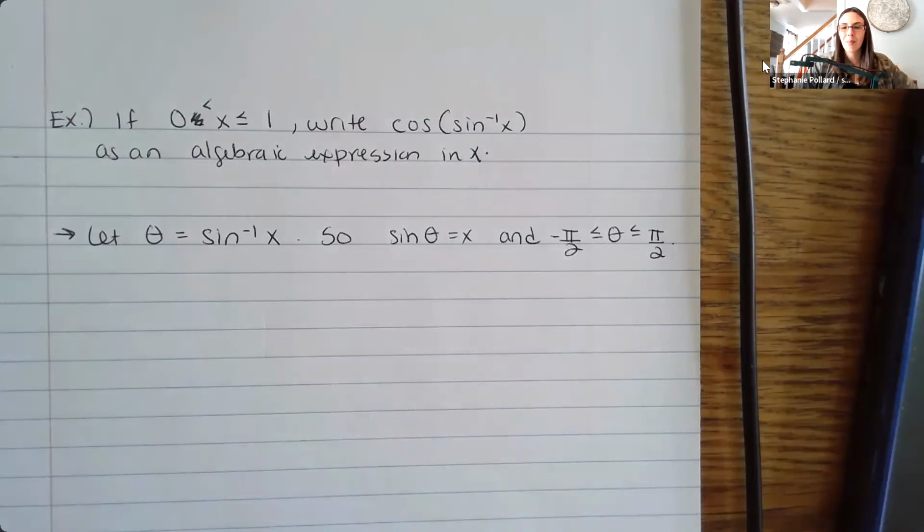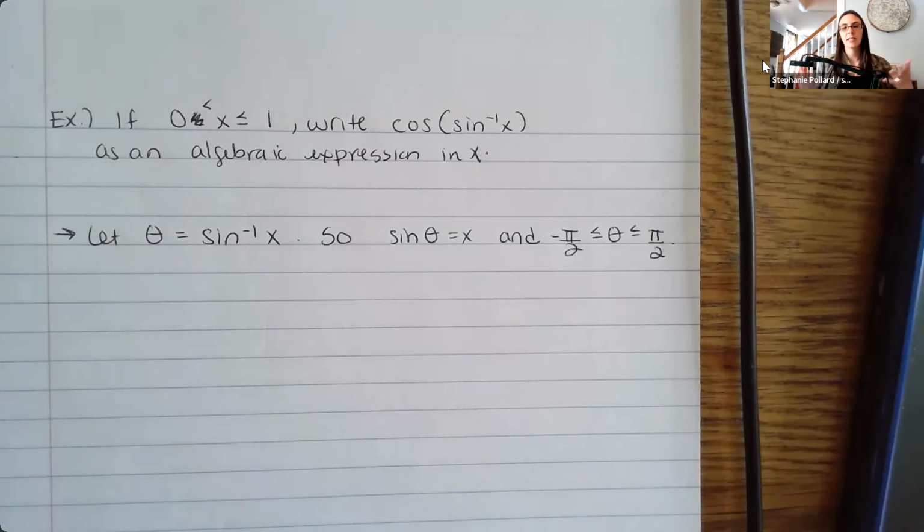Okay, so I have the problem written out for us. It says if 0 is less than x is less than or equal to 1, write cosine of the inverse sine of x as an algebraic expression in x. Now you're probably saying, well, there's already an x there, but they really want us to rewrite it more so without the inverse functions and the trig functions and things like that. So we want to clean this up as much as possible.